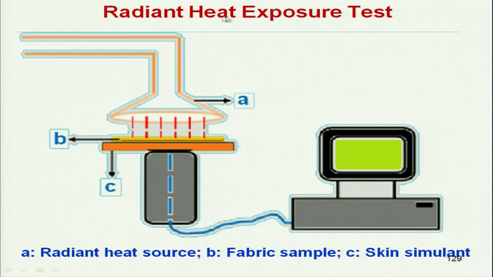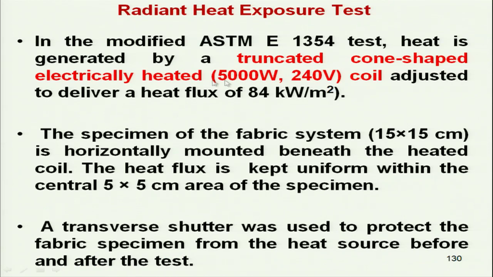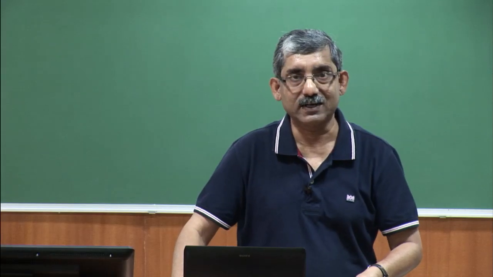Similarly, for the radiant heat exposure test, this is the radiant heat source A, B is the fabric specimen, and C is again the skin simulator. This gets data. From here we can calculate many parameters like second degree burn or thermal transmission characteristics. So, that instrument can be set to different standards.